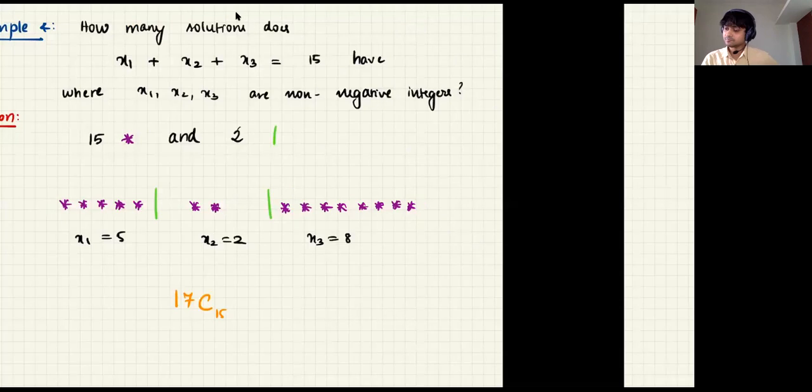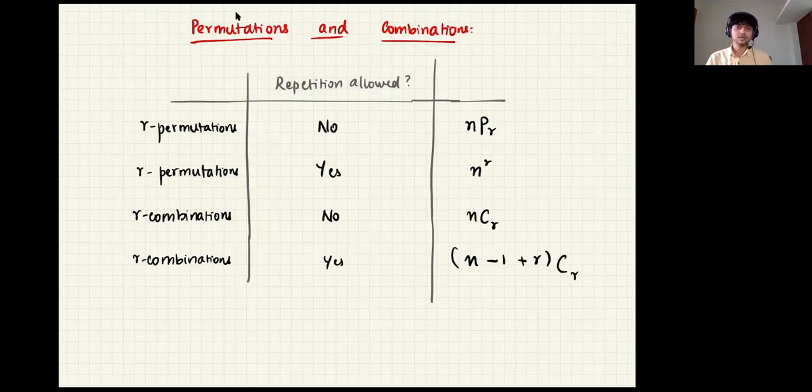Okay, good. So here is a summary of permutations and combinations. If repetition is not allowed, I'm assuming that I have n different objects. If I want to count the number of r-permutations of it, I have to order r of them. That is nPr with no repetition allowed. But if I want to arrange r of them with repetitions allowed, I have n into n into n, r times, so n power r.